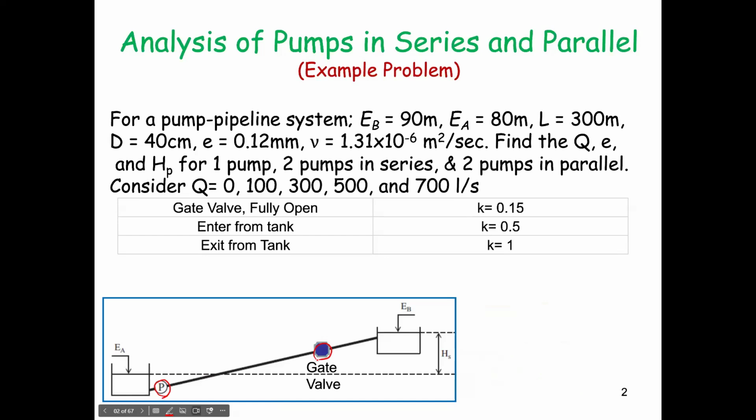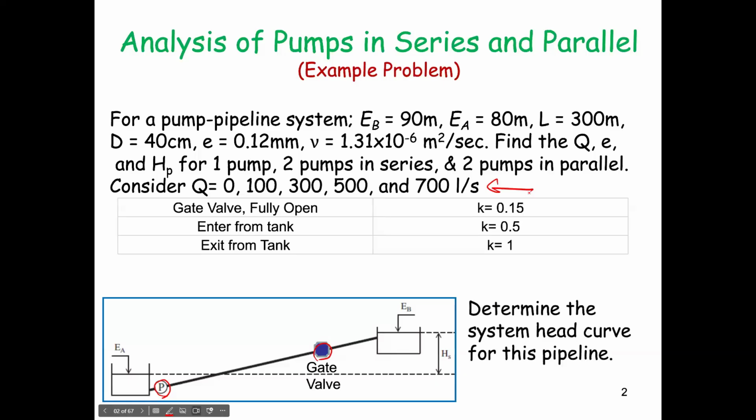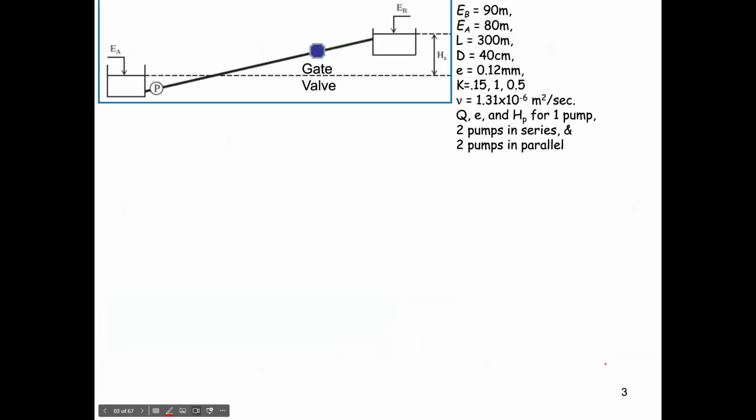You have some information here and it asks you to find the discharge in one pump, if the pumps are two pumps in series, and if the pumps are two pumps in parallel. That's the question. You will say that, okay, it gives me the discharge, but it's a range of discharge. I will ask you to give me the best possible discharge. I will start writing the Bernoulli probably for you. It says determine the head curve for this pipeline. And then we will work on the rest.